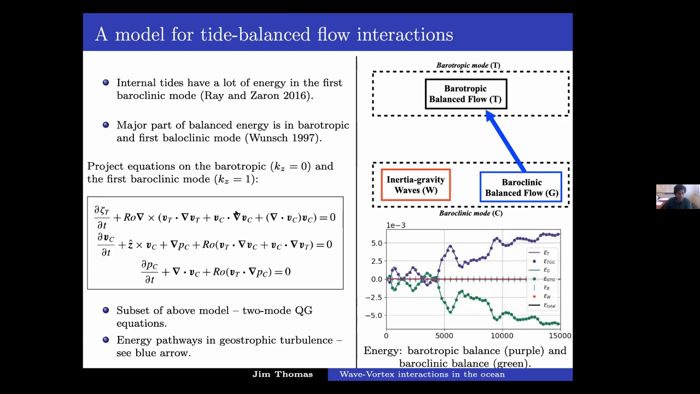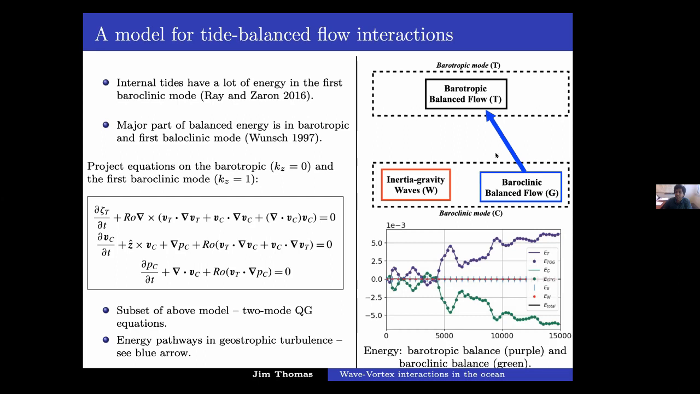So we're using a model that's written out here. This is a model that's obtained by projecting the full 3D equations onto the barotropic, which is the zero Fourier mode, and baroclinic, the first baroclinic mode, the first Fourier mode in the vertical direction. We do this because in the ocean, a lot of the balanced energy, or the geostrophic energy, is associated with the barotropic and the first baroclinic mode. And internal tides have a lot of energy. Most of the energy is in the first baroclinic mode. So this reduced model captures the tide-balance interactions.